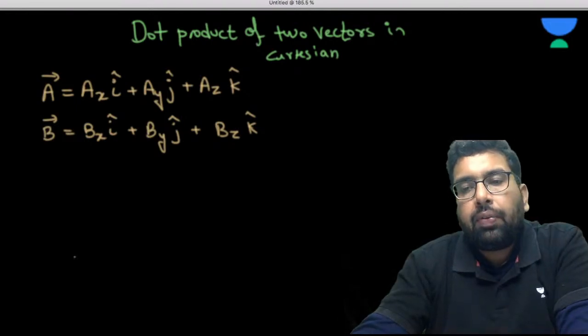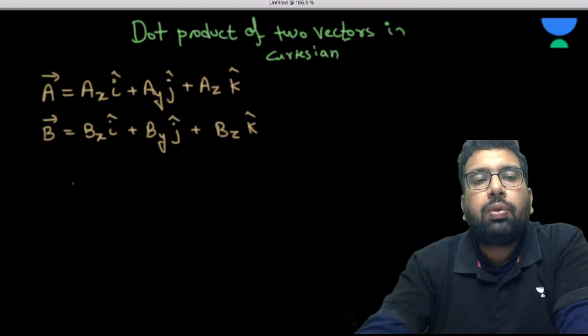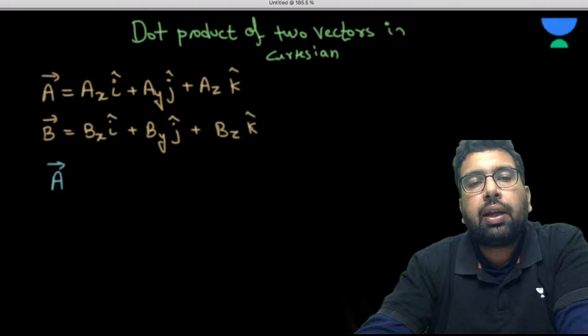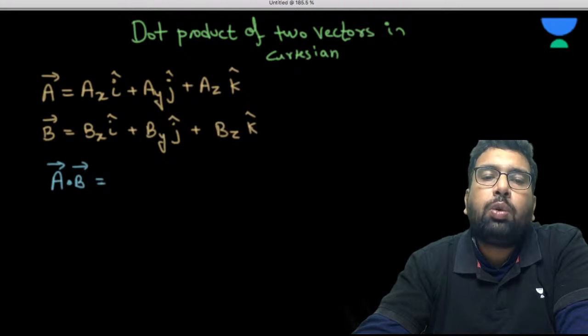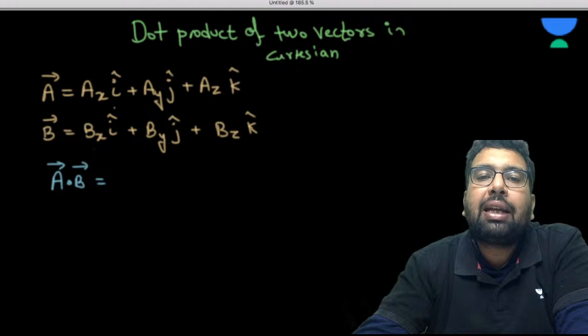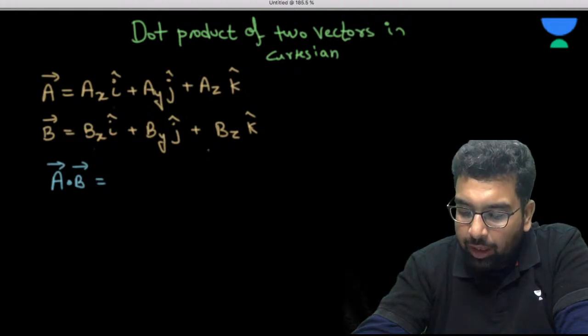Okay. Now, if I want to do the dot product of these two vectors, let us say A dot product with B. All you have to do, see, vectors follow the distributive law, but you don't have to write it all out. You can write AXi into BXi plus AXi into BYj plus AXi into BZk, but why are we going to do that?